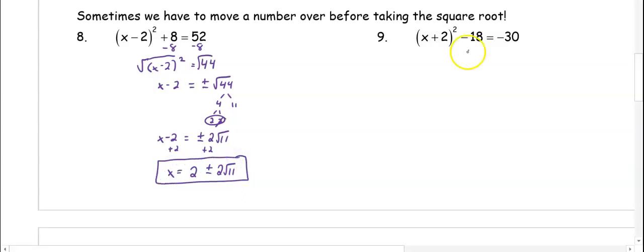So in number 9, we're going to add 18 to both sides. So we get x plus 2 squared is equal to negative 12. When we take the square root of both sides, we get x plus 2 equals plus or minus the square root of negative 12. Remember that we cannot take the square root of a negative number, so this is going to be a no real solution.